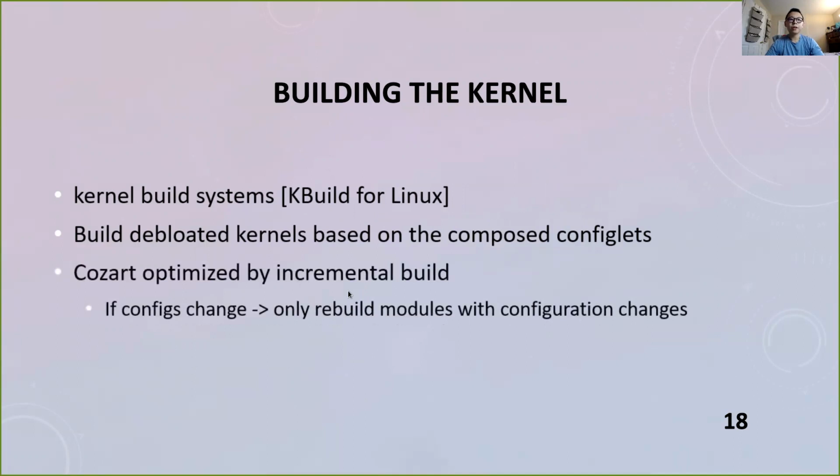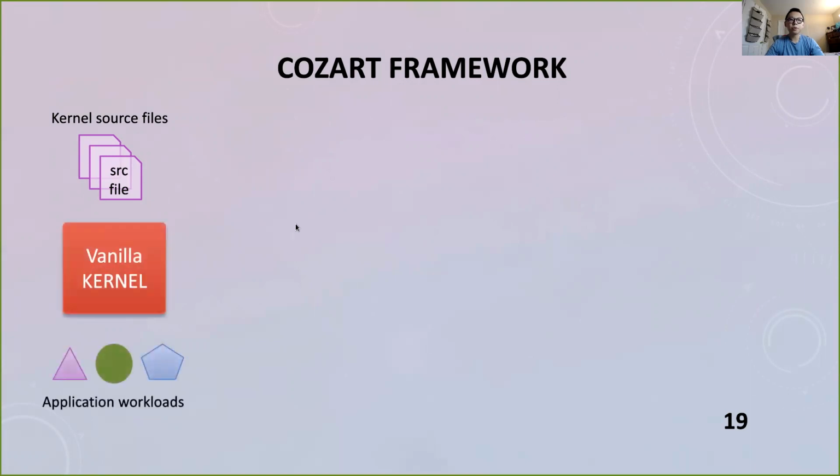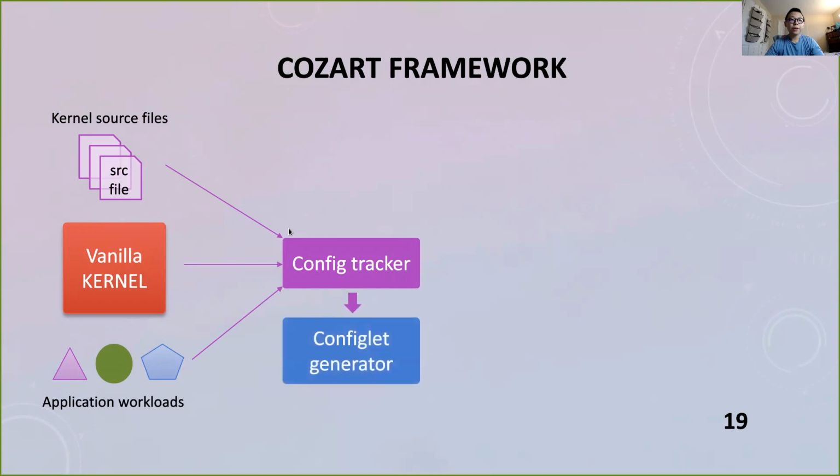COZART also leverages the incremental build feature to speed up the kernel building process by only building things that need to be rebuilt. This diagram shows how COZART works in the pipeline. COZART takes 3 inputs: kernel source code, vanilla kernel, and application workloads. Then, the config tracker traces the application, finds out what parts of the kernel are used, and correlates those parts with kernel configuration options. And then, the config.let generator produces config.lets and stores them into a database.